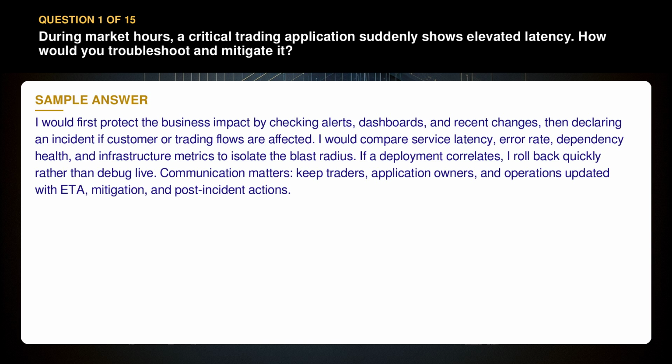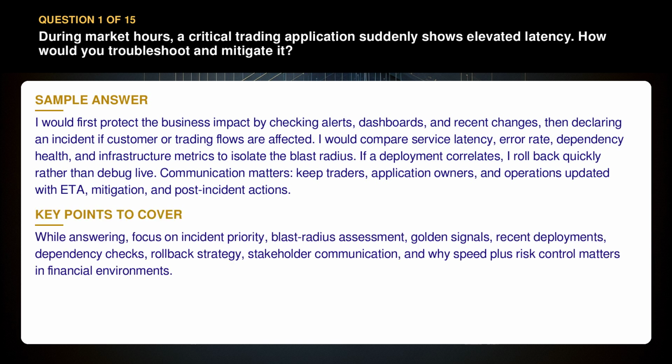I would compare service latency, error rate, dependency health, and infrastructure metrics to isolate the blast radius. If a deployment correlates, I roll back quickly rather than debug live. Communication matters. Keep traders, application owners, and operations updated with ETA, mitigation, and post-incident actions. While answering, focus on incident priority, blast radius assessment, golden signals, recent deployments, dependency checks, rollback strategy, stakeholder communication, and why speed plus risk control matters in financial environments.